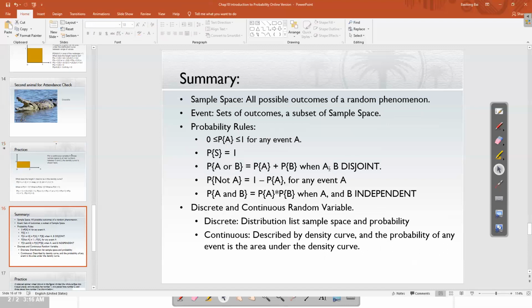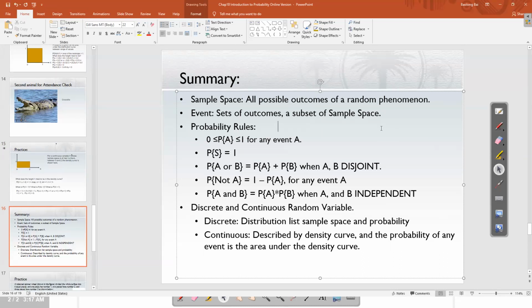So this summarizes today's lecture. Some important concepts: sample space, all the possible outcomes of a random phenomenon. One thing to pay attention to is that for the same random process, if you define different variables, then the sample space for that variable will be different. So the sample space is not going to be the same for the same random process. It depends on what variable you are interested in. When you define a different variable, you're going to have a different sample space, right?